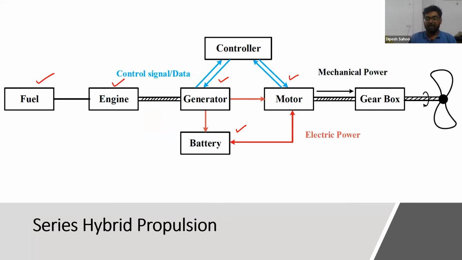But the final output of the powertrain comes from the motor only. The motor is connected to the gearbox. The power of the powertrain comes from the motor only. The motor is run by the generator, powered by the engine. And the motor can also run through the battery, charged by the engine through the generator.